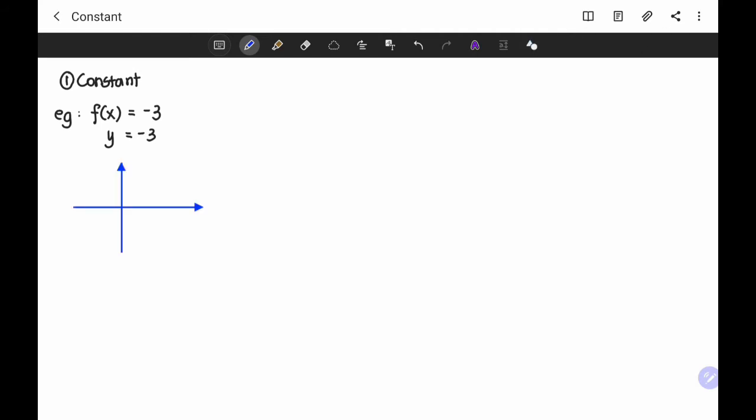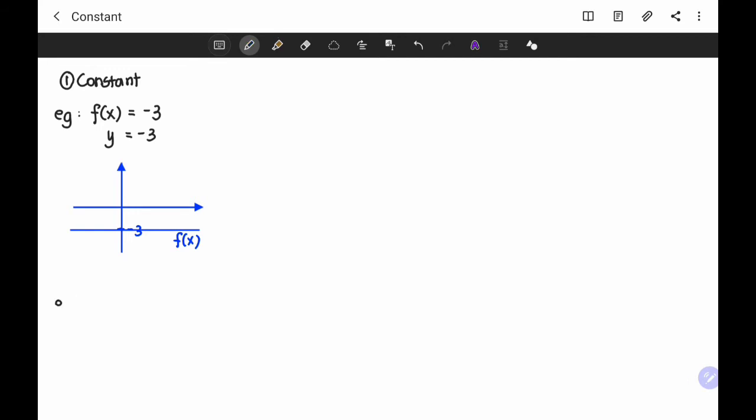Okay, add number -3, y equals -3. We draw a straight line at -3. Then we label as f(x). Okay, ni example yang pertama.